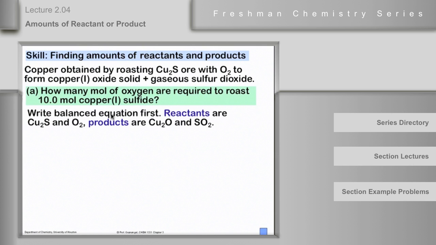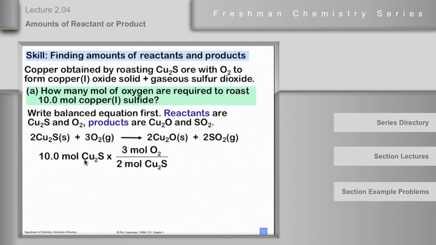Now we have to have the balanced chemical equation. Reactants are copper 1 sulfide and oxygen. Products are copper 1 oxide and sulfur dioxide. Here is the balanced chemical equation, and I want you to check this to be sure that it's really balanced, so you'll be in the habit of doing it. I'm going to assume that it's balanced, but I want you to prove it to yourself that it is.